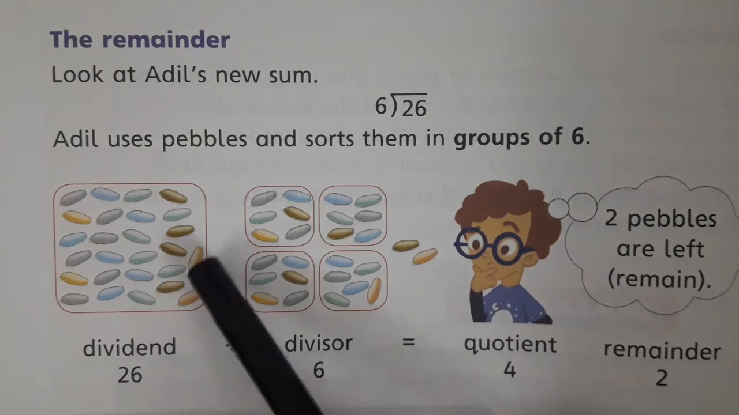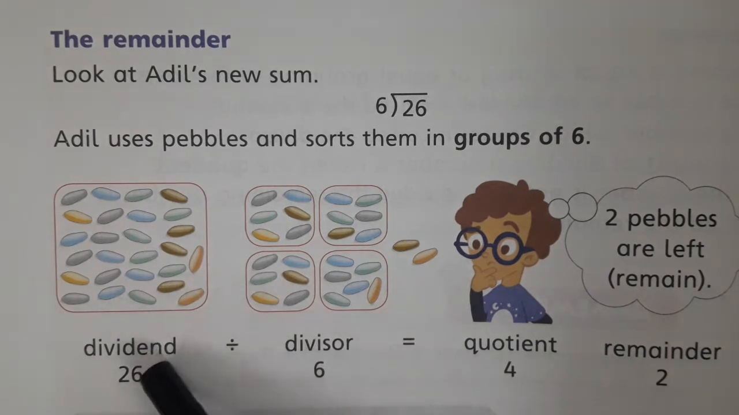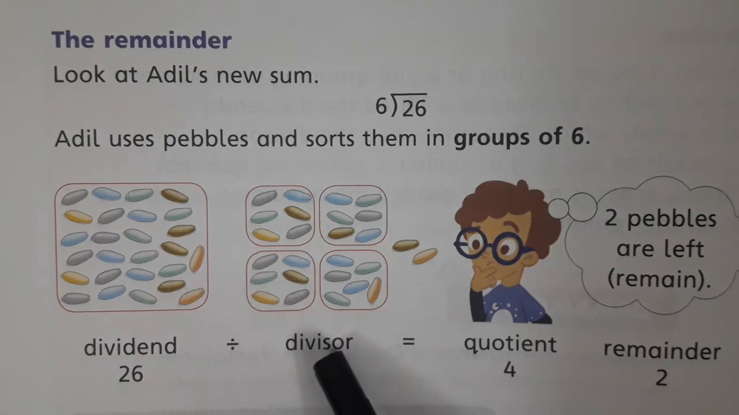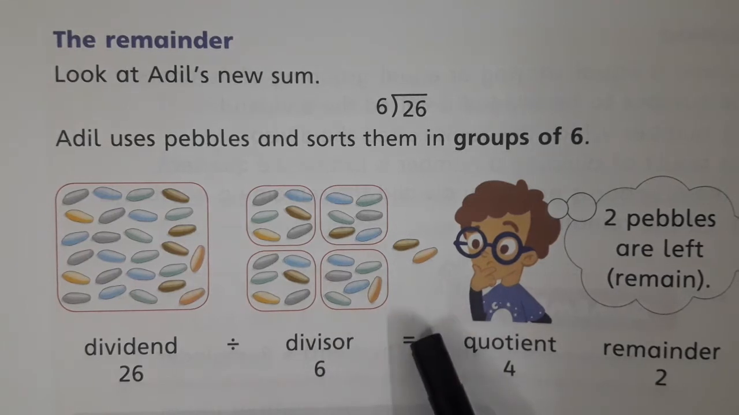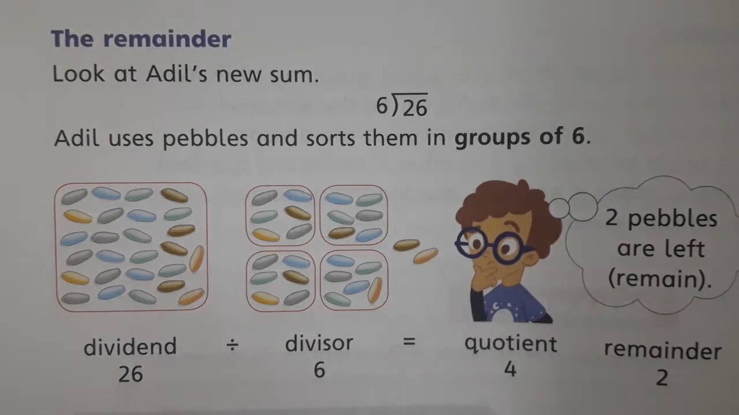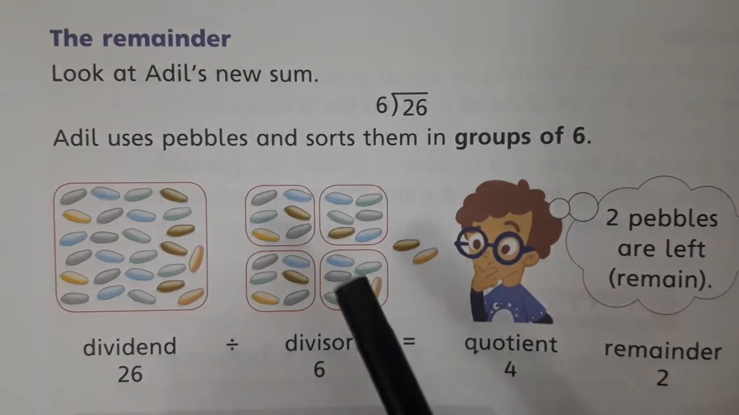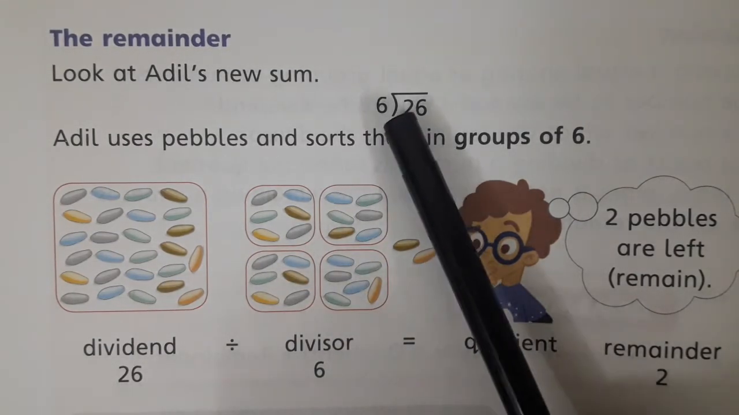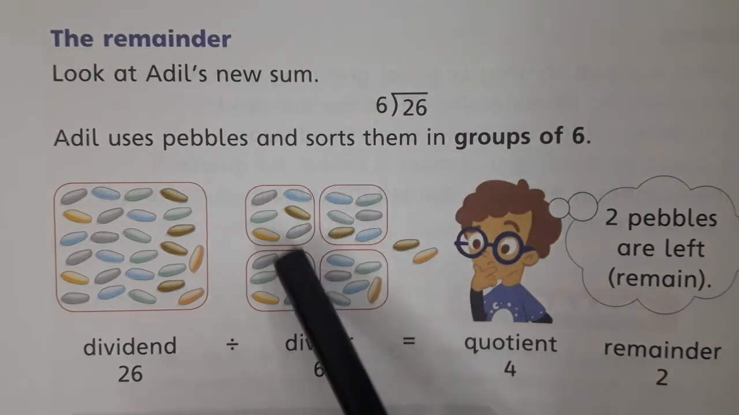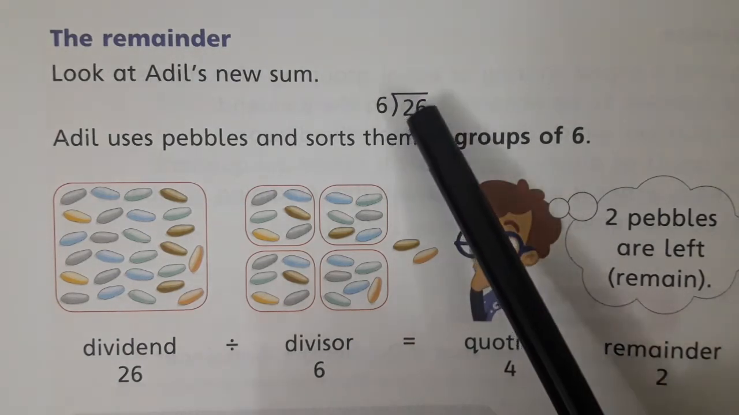Students, it means that the total pebbles were 26, so this is our dividend, and we have to divide them equally among 6. So this is our divisor. And what is the quotient? You can see there are 4 groups, each with 6 pebbles, so 6 fours are 24. So 4 is our quotient.